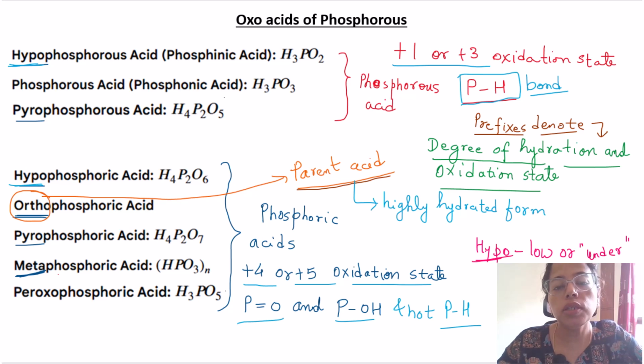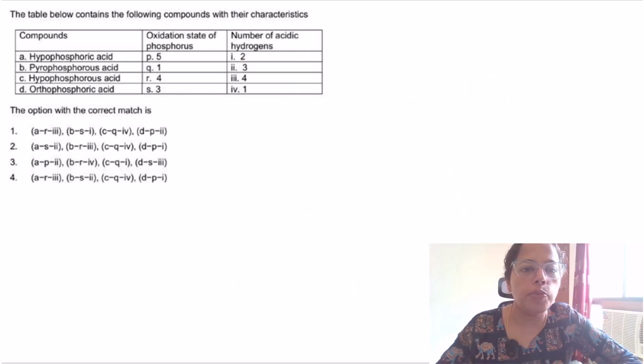So before we know the structure of all the oxoacids of phosphorus, these facts have to be kept in mind because that can be a bit overwhelming because we have around 7 to 8 main oxoacids of phosphorus that we study. So before knowing the structure, we have to know a few basic important characteristics of the oxoacids of phosphorus and how to distinguish them. Now let's go back to our question. So here we have hypophosphoric, pyrophosphorus, hypophosphorus and orthophosphoric acid.